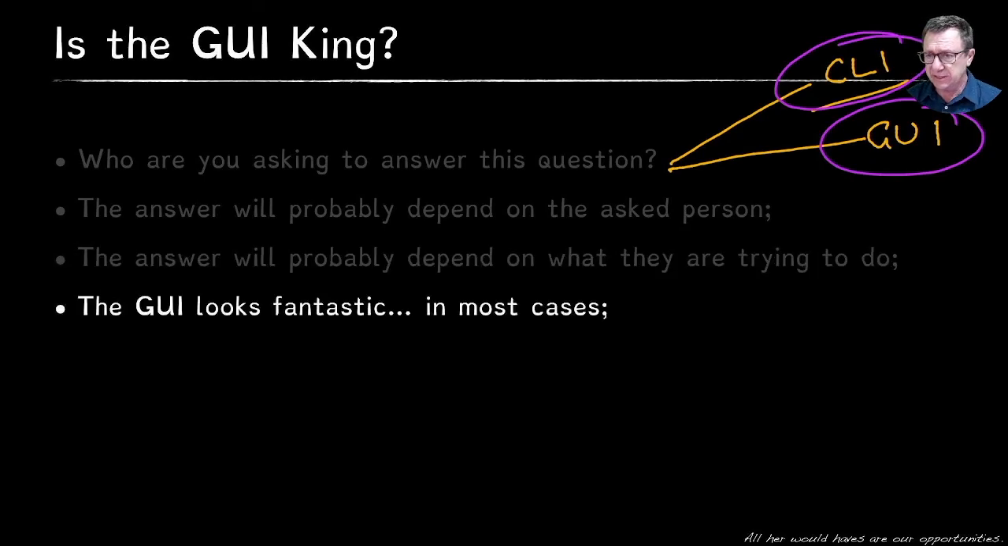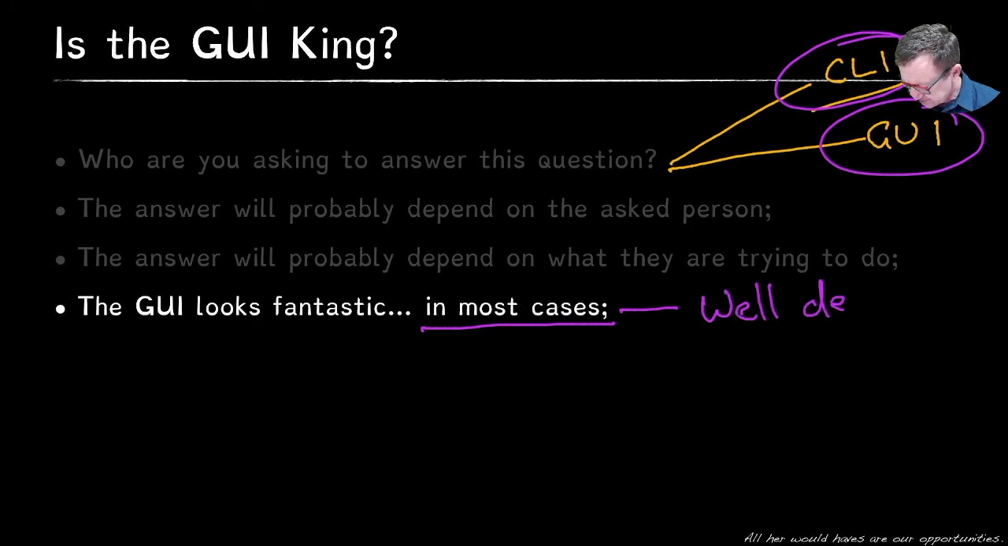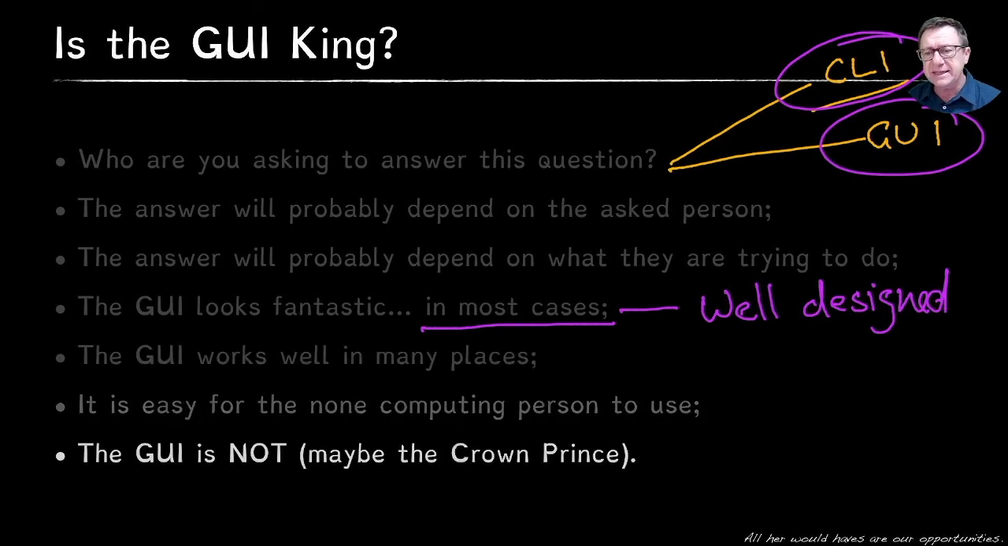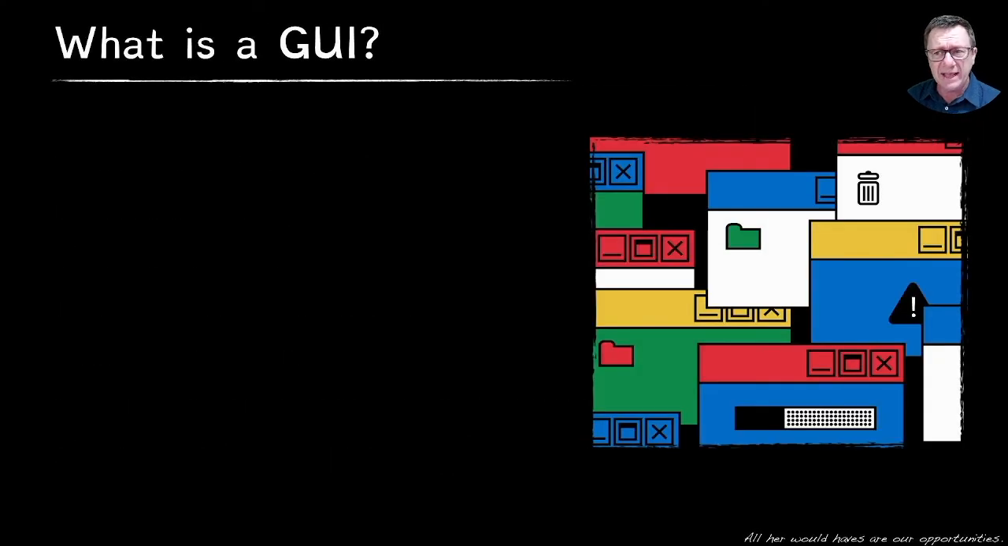Well designed, I say in most cases, what I mean here is well designed GUIs are phenomenal. They look brilliant and they just function how you expect them to function. So there are many places that the GUI works really well. Let's face it, and that's okay. So we need to be adapting to the task we have at hand. Non-computing people, I've already said, find them easy to use. So I say it's not necessarily king, but it might be the crown prince. So what actually is a GUI?